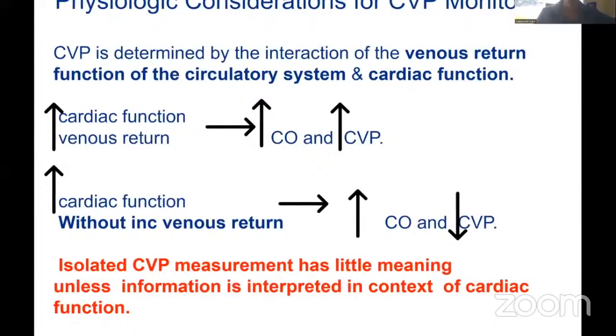CVP is the result of a complex and dispersed interplay among various physiological variables in the OR. So the use of CVP readings to estimate the cardiac function and blood volume relies on the fact that there is no ventricular disease and normal pulmonary vasculature, because isolated CVP measurements have little meaning unless interpreted in the context of the cardiac function. Like if there is an increase in cardiac function and venous return, both cardiac output and CVP will increase. But if there is no increase in the venous return, you will find that the CVP is decreased, but still the cardiac output might be increased.